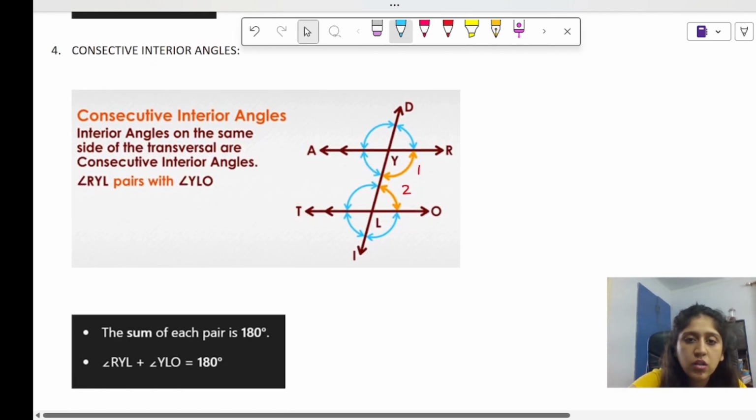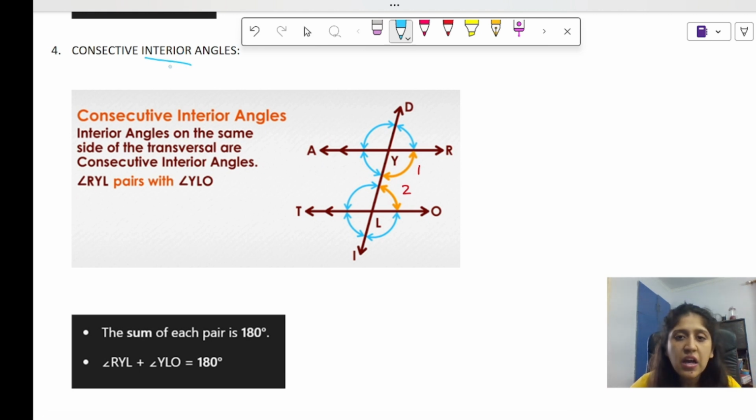Now we are going to learn the fourth concept, that is consecutive interior angles. Until now we were doing exterior angles. Now we are going to do interior angles. And the word consecutive. Okay, consecutive interior angles. Which are consecutive interior angles? Can you say angle 1? This is the angle 1 which I am making really dark for you. So this is the angle 1 and this is the angle. So these are interior angles.